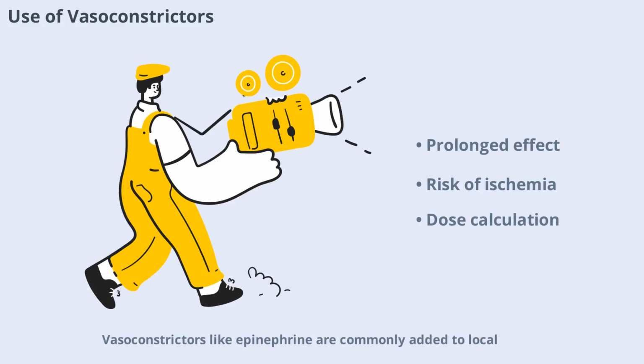Vasoconstrictors like epinephrine are commonly added to local anesthetics to prolong their effect and reduce bleeding. However, excessive use or improper dilution can increase the risk of tissue ischemia and necrosis. Dental professionals must carefully calculate dosages and monitor for adverse reactions.